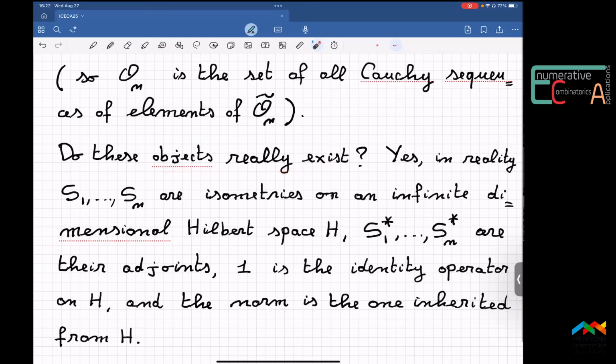In reality, S_1, ..., S_n are isometries on an infinite dimensional Hilbert space. S_1 star, ..., S_n star are their adjoints. 1 is the identity operator, and the norm is the one that the operators inherit from the Hilbert space.